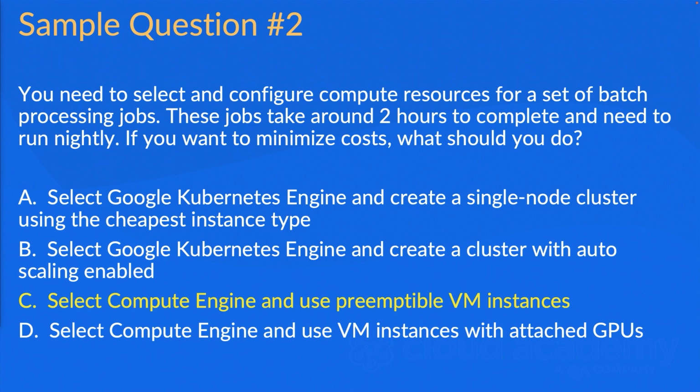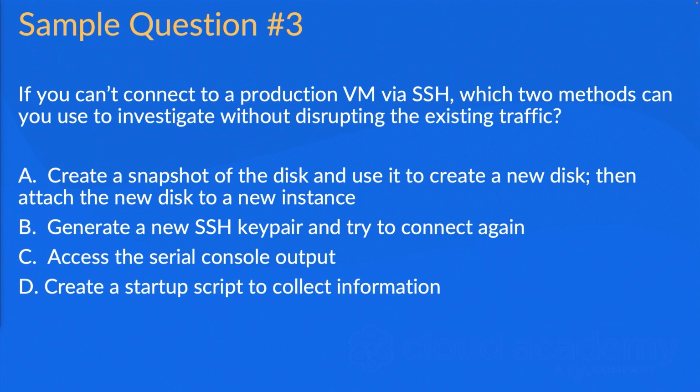All right, let's move on to question number 3. This one asks, if you can't connect to a production VM via SSH, which 2 methods can you use to investigate without disrupting the existing traffic? So in this question, you're actually going to pick 2 answers. The 4 options are: create a snapshot of the disk and use it to create a new disk, then attach the new disk to a new instance; generate a new SSH key pair and try to connect again; access the serial console output; or create a startup script to collect information.